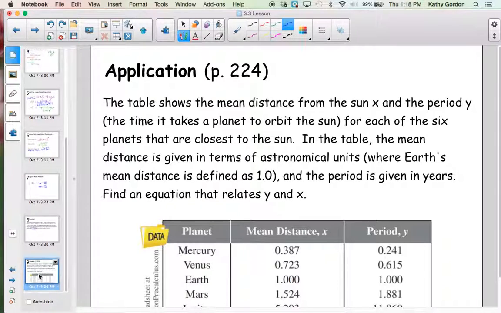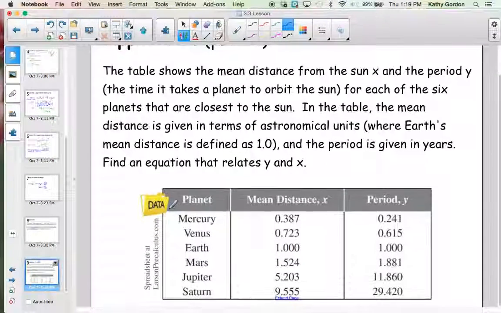We've got a table that shows the mean distance from the sun, x, and it's got to be the mean distance because orbits are a bit elliptical, so they're not the same all the time. And the period y, the time it takes for the planet to orbit around the sun, for each of the 6 planets that are closest to the sun. In the table, the mean distance is given in astronomical units, which means the distance from the Earth to the sun is 1. That's 1 unit, and everything else is measured with respect to that. So obviously anything less than 1 is closer to the sun, and everything greater than 1 is further away.